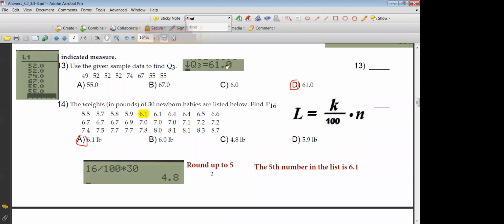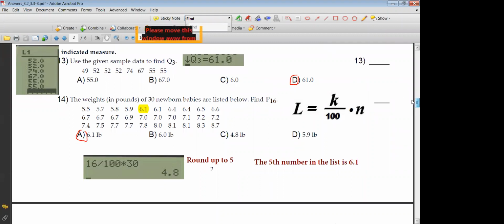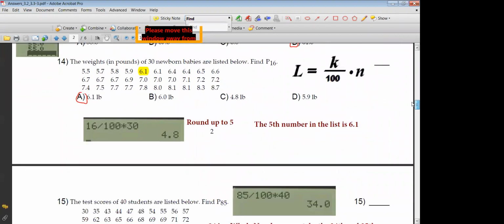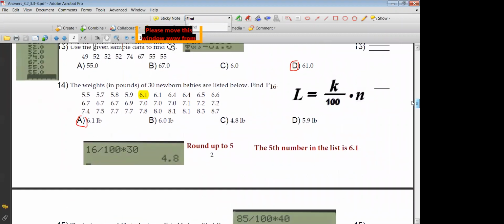Are there other ways of doing it? Yeah, but there's only 7 numbers here. Put them in a list. The calculator will tell you what quartile 3 is. It'll tell you what quartile 1 is. It'll give you the median. There's no such thing as quartile 4.